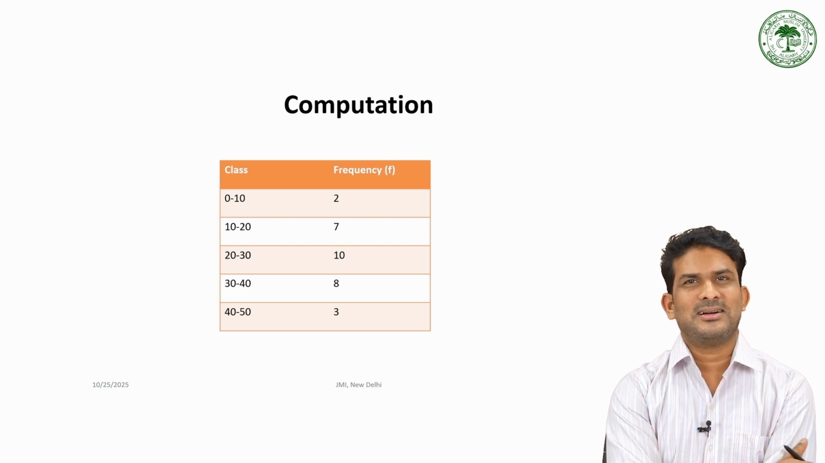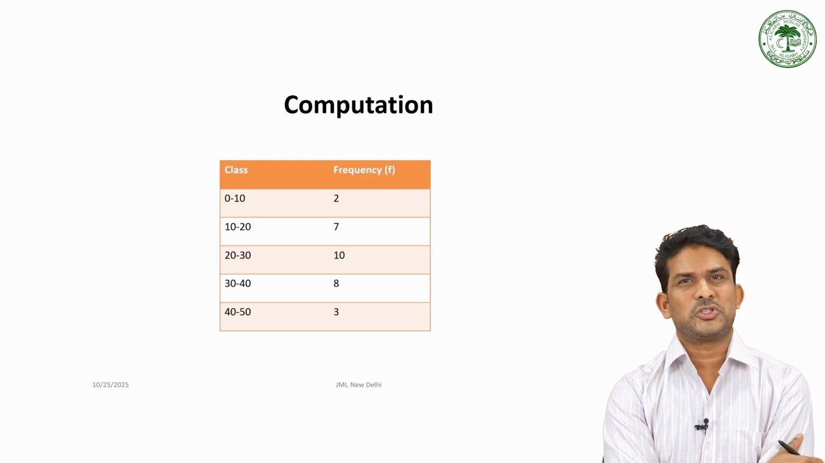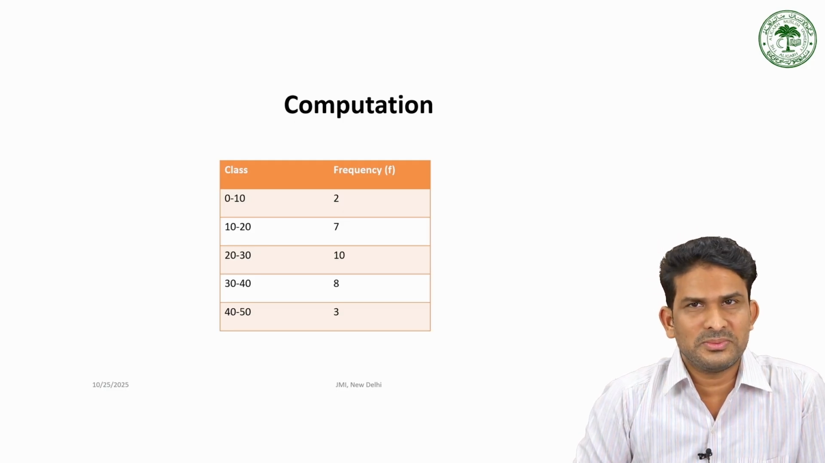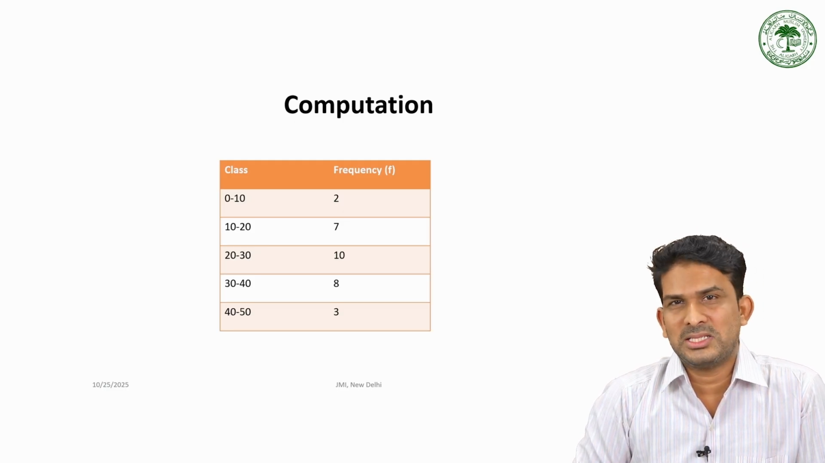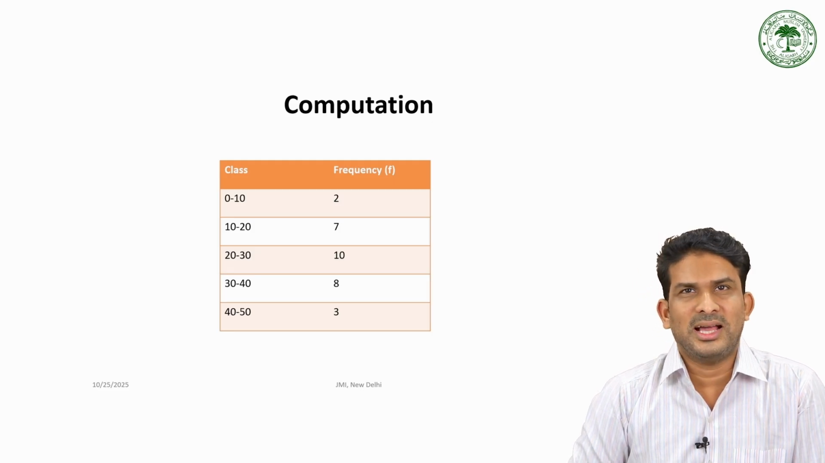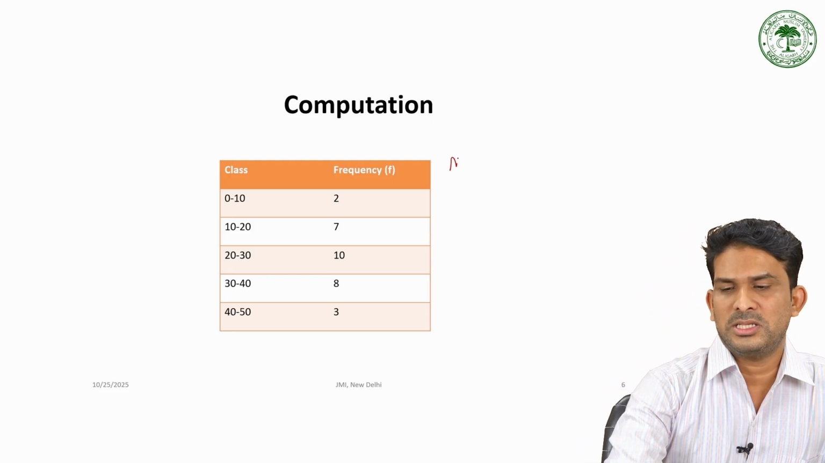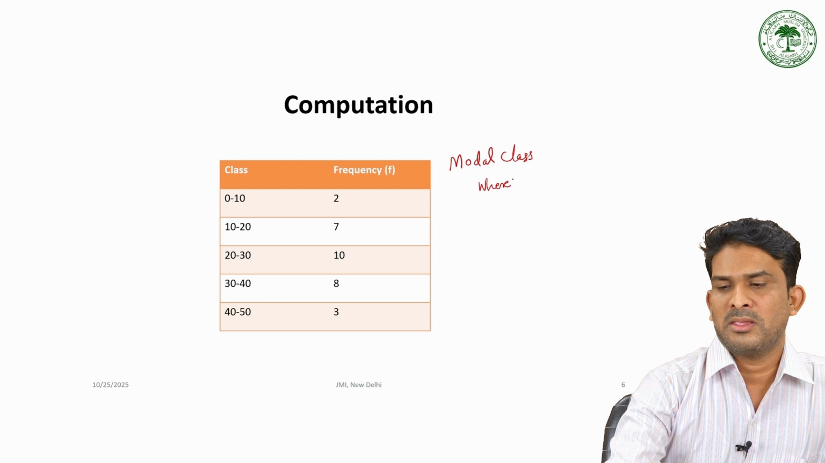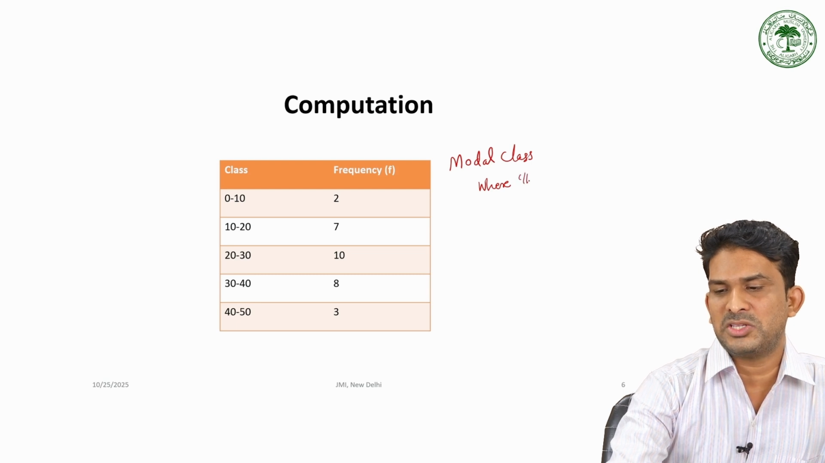This is a specific question for you, very clear. We have used this same question in arithmetic mean and median. Let's see now. What is the modal class? Where mode comes, where the highest frequency comes, that is the modal class. What is modal class? Where we have the highest frequency.